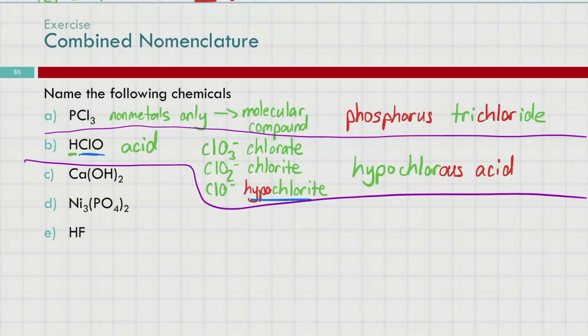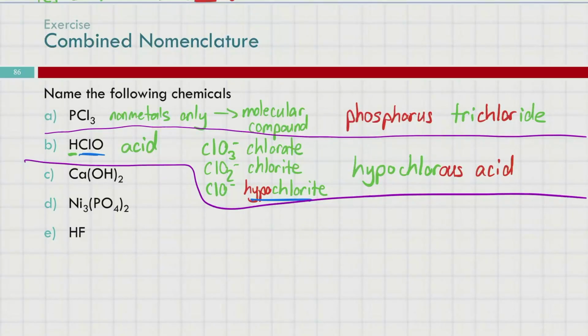Then we've got, for C, CaOH2. What kind of compound is CaOH2? Is it ionic, is it molecular, or is it an acid? Do we have H in front? No, no H in front, so it's not an acid. So it's either ionic or molecular. If it's ionic, it has a metal. If it's molecular, it doesn't have a metal.